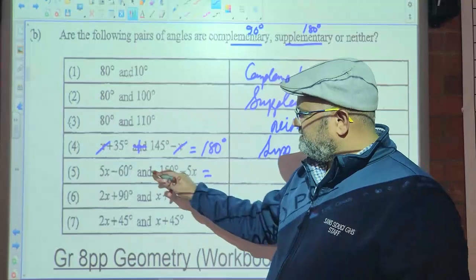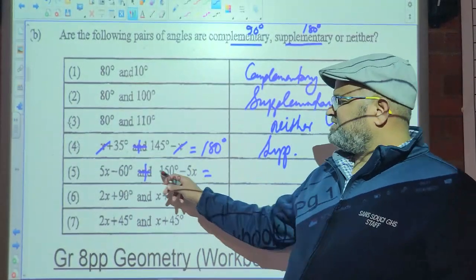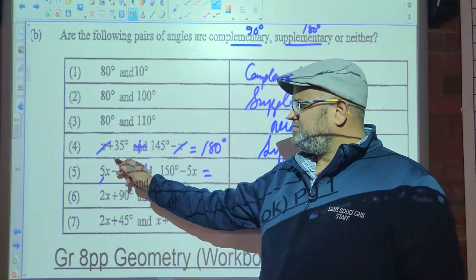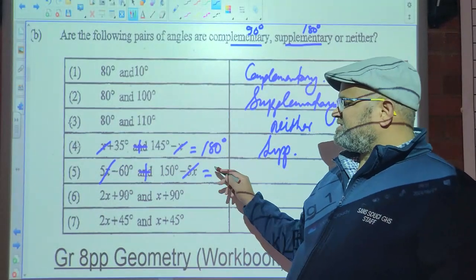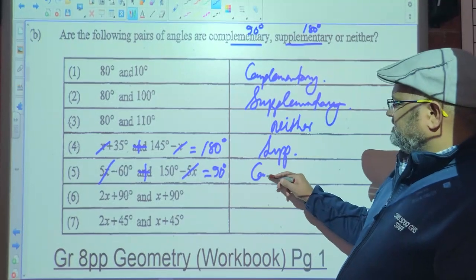Add this up here. What is 5x minus 5x? 0. And minus 60 plus 50 is 90. Makes this complementary.